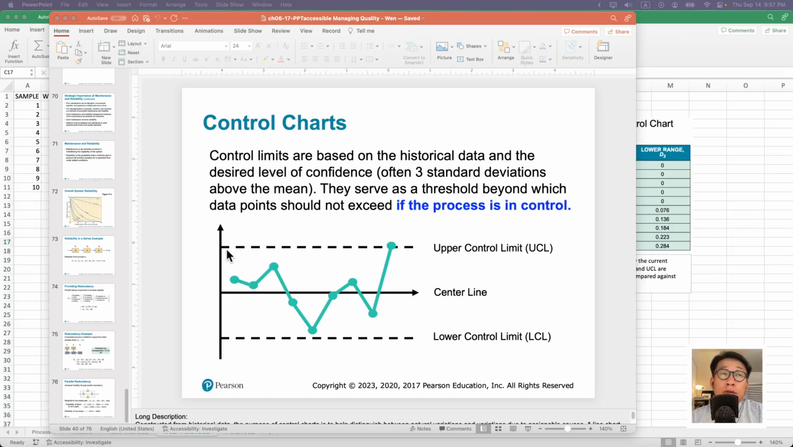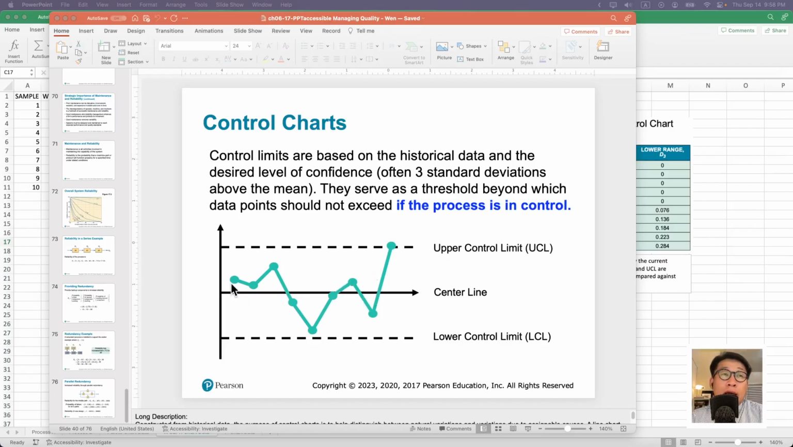This represents your process mean. And you also will establish two more limits. One is upper control limit. It's not specification limit. Don't get confused with the spec limit. And you also establish lower control limit. Okay, so what you do with this is your control limits, one is upper and lower. They're usually 3 standard deviations away from the center limit.